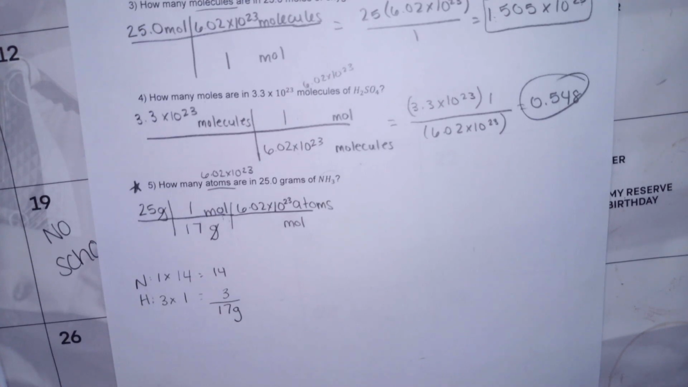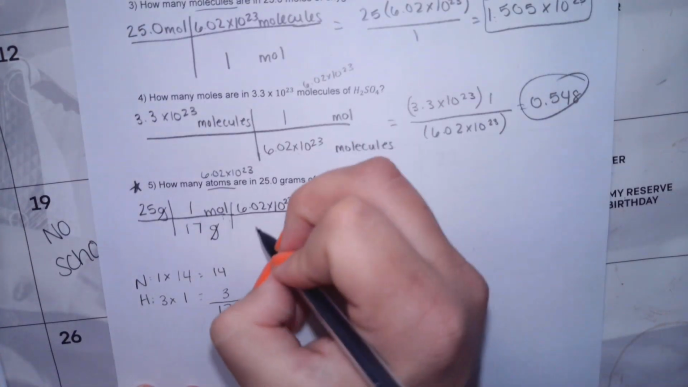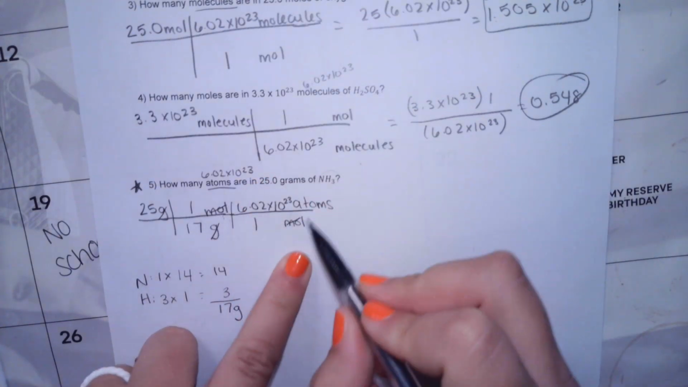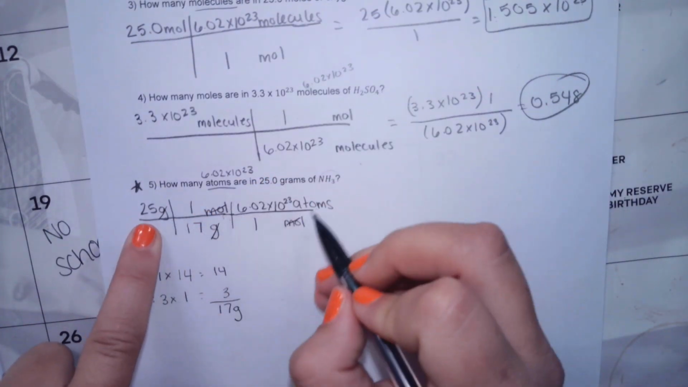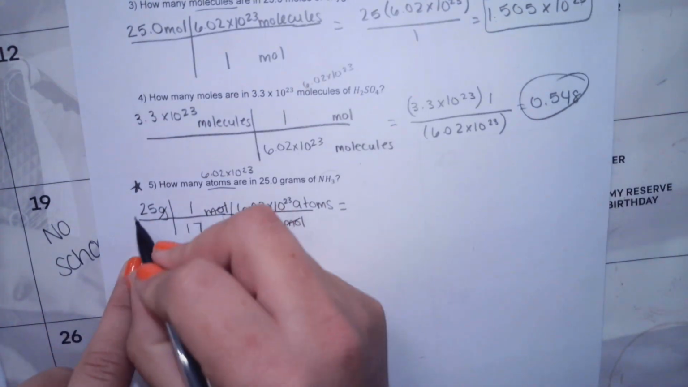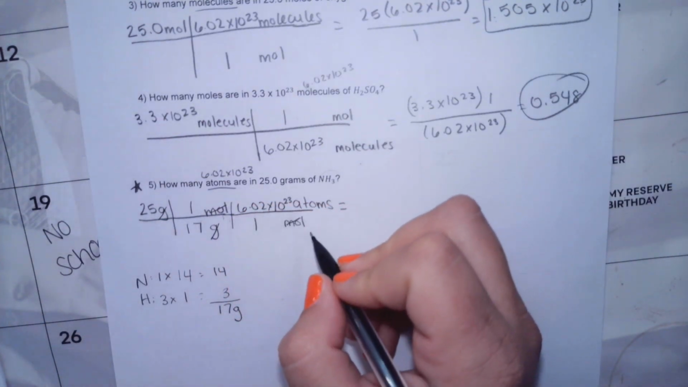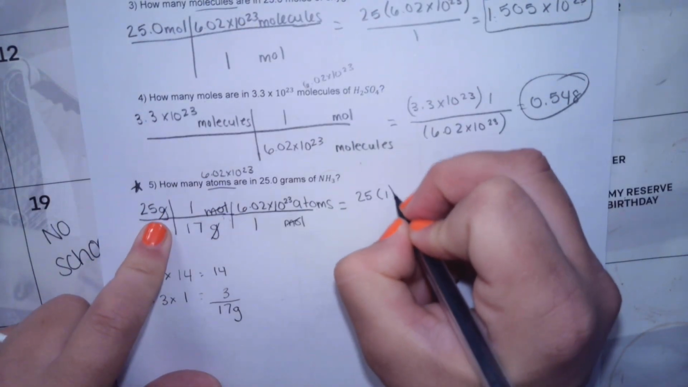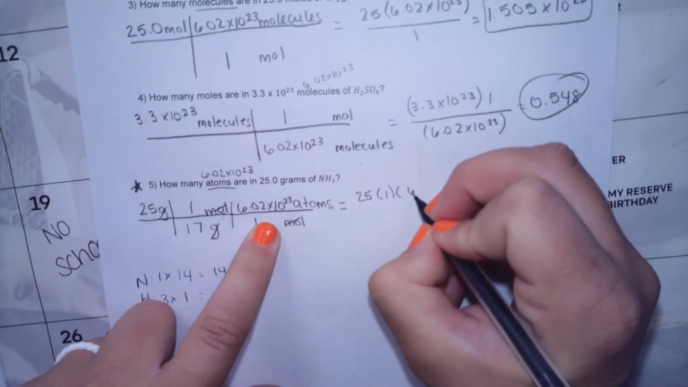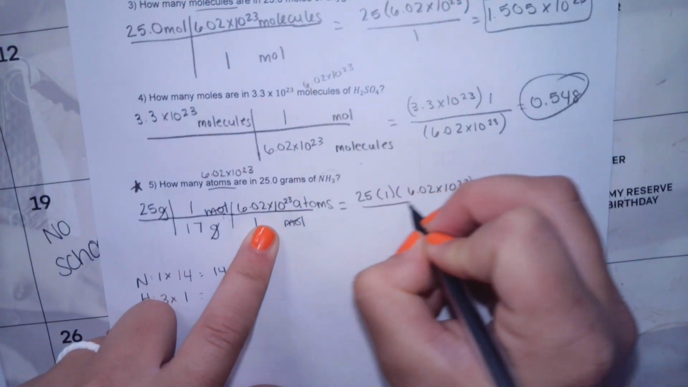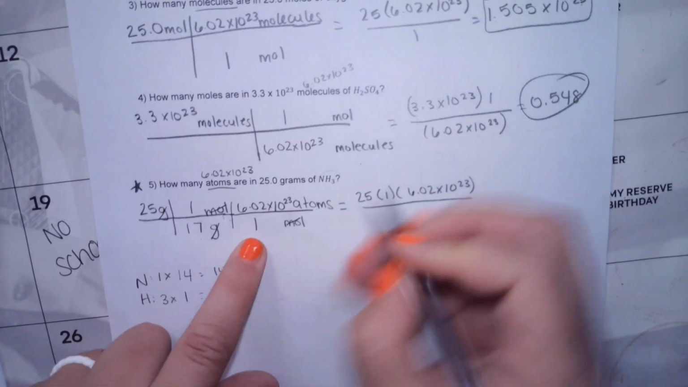And that is for how many moles? 1. That gets rid of our moles. So now we're in atoms. We started in grams, we went to atoms, we know we're done. Now we just have to solve the math. So we're multiplying everything across the top. So we have 25 times 1 times 6.02 times 10 to the 23rd, divided by 17 times 1.